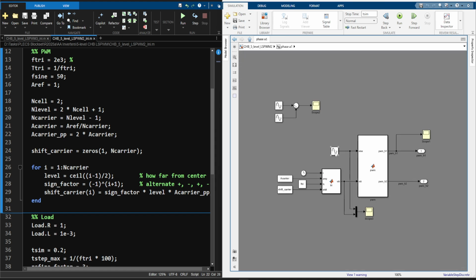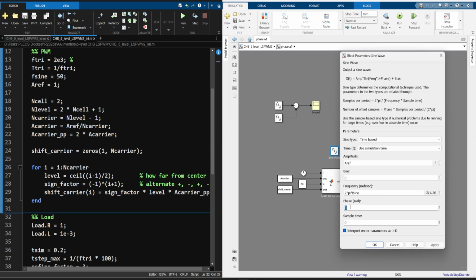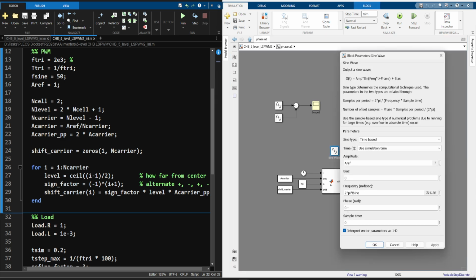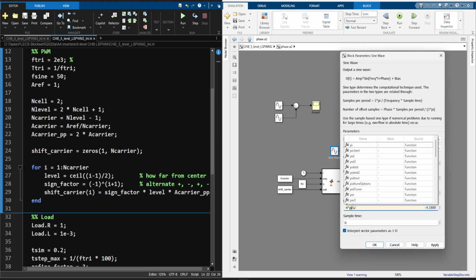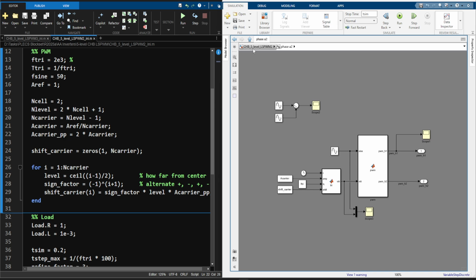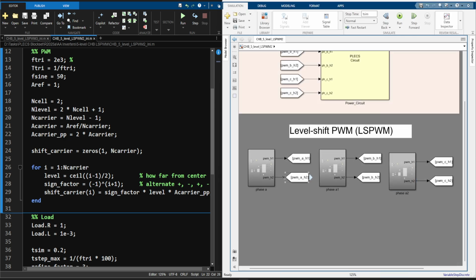The only thing that we need to change is this one here. We need to add a phase shift of 2 pi by 3, which is 120 degrees. And let's get out of it. Do it for phase C. And in that case, it should be minus 4 pi by 3. This is a mistake, so it should be all lowercase letters, pi by 3. So now here we have, with these three blocks, implemented the level shift PWM.